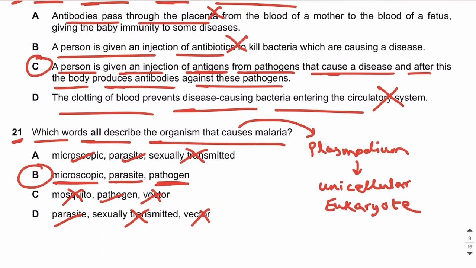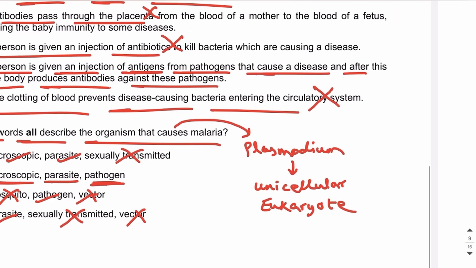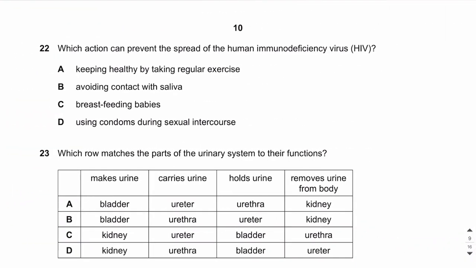A vector is an organism which transmits a pathogen from an infected person to a non-infected person. So in this case, the pathogen, which is the Plasmodium, is transmitted by the female Anopheles mosquito, which is the vector. Let's move on to the next MCQ, that is MCQ number 22.